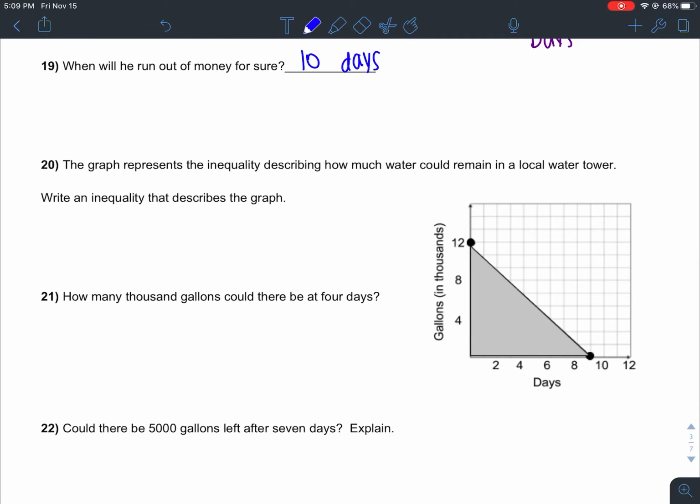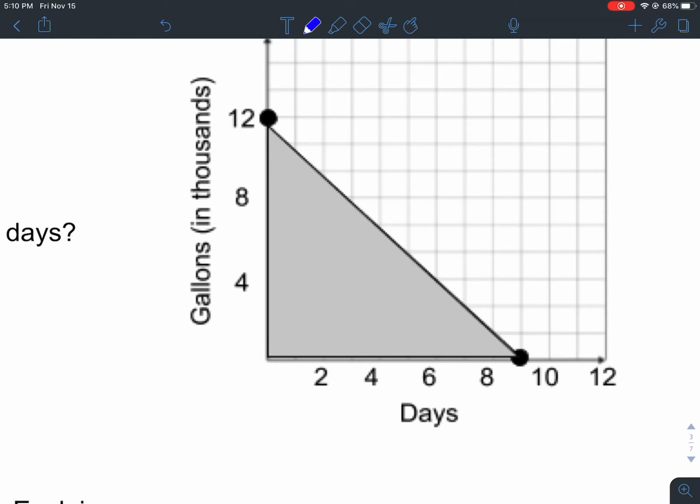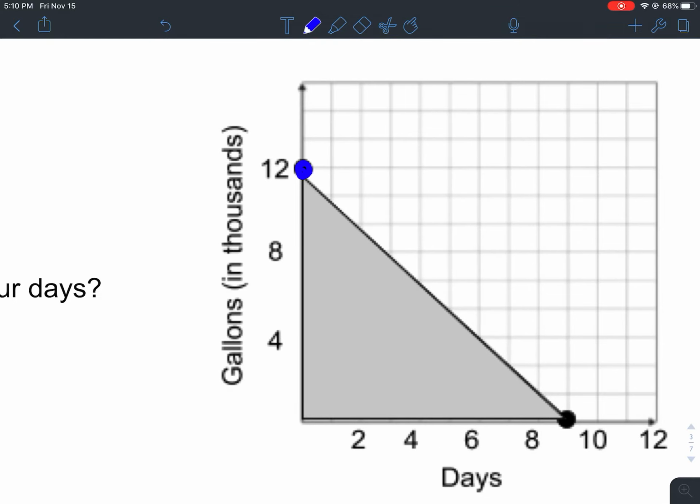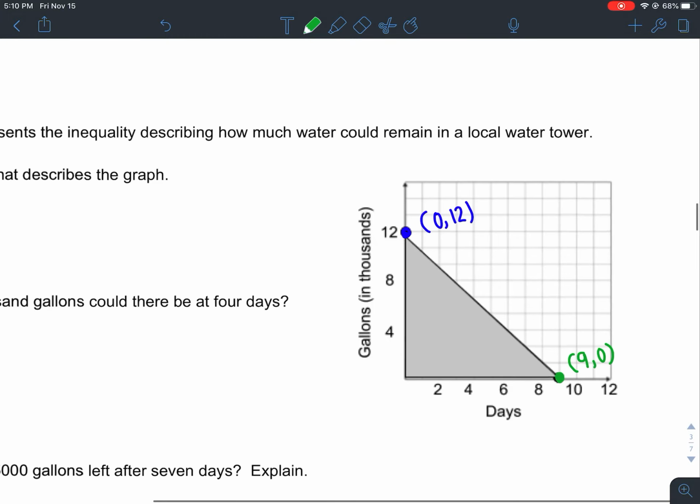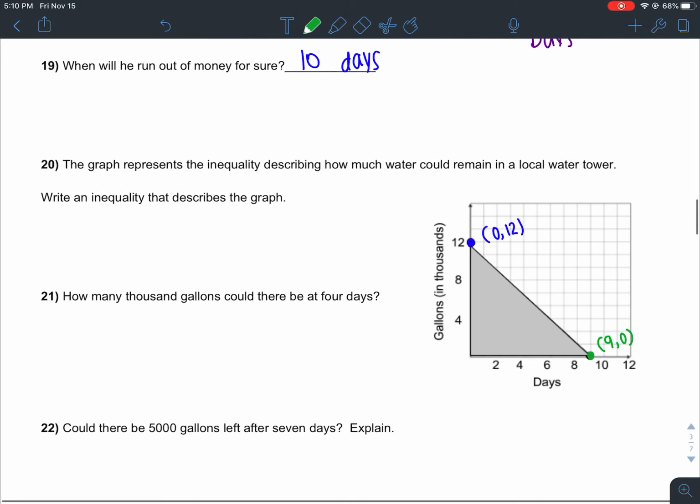So in order to have an equation, we need at least 2 points. Well, I see that there are 2 points plotted on here already. This point right here is the y-intercept, and that's going to be the point (0, 12). Okay. Well, do we have any other points that they gave us? Yes, this point down here is the x-intercept, which is known as (9, 0). All right, so we're given 2 points.